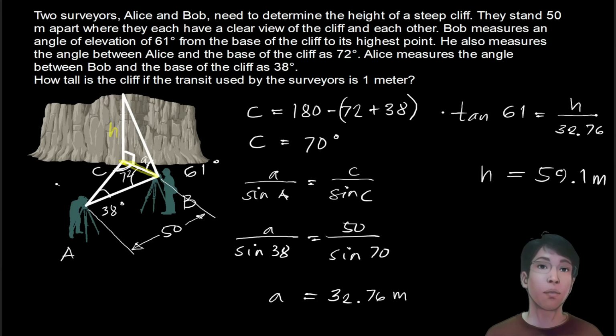So again, if the height of the transit is given, the instrument used by the engineers to measure the angles, then you need to add that to this answer. Otherwise, if nothing is mentioned, then 59.1 meters is the final answer.